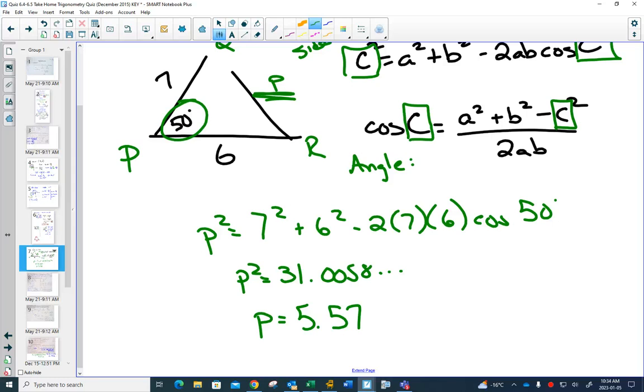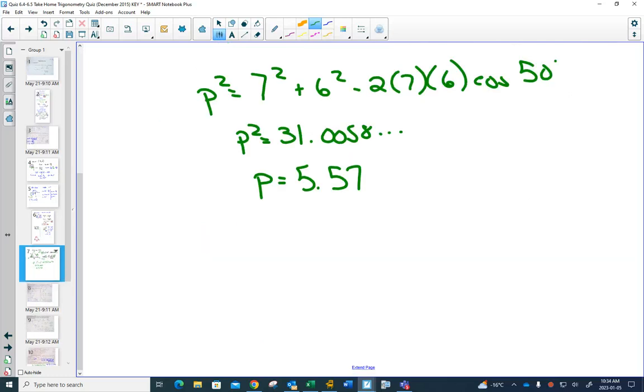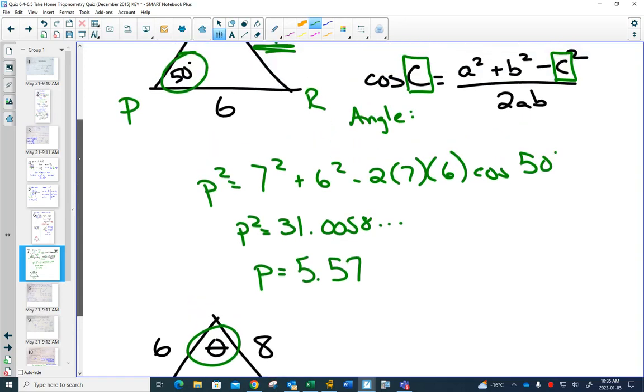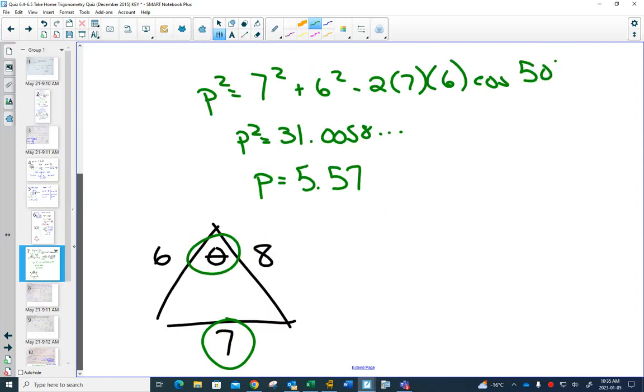What do questions look like where you want to use the angle formula? The angle formula questions is when you're solving an angle and you have three sides. So now, let's say I'm solving for this angle up here. This angle is connected to the opposite side of 7. So when I'm writing out the formula that I had up there, the cos C and the little c, those are the ones that go together. A and B don't match the order.